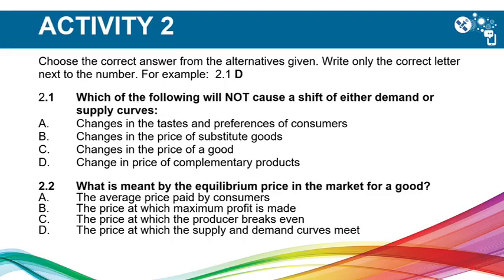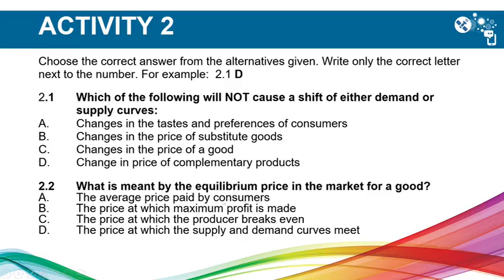And then D says change in price of complementary products. Complementary products are goods that are used in conjunction with each other, for example toothbrush and toothpaste. So the only answer we can get here from all of these is C. That would be your answer for 2.1.